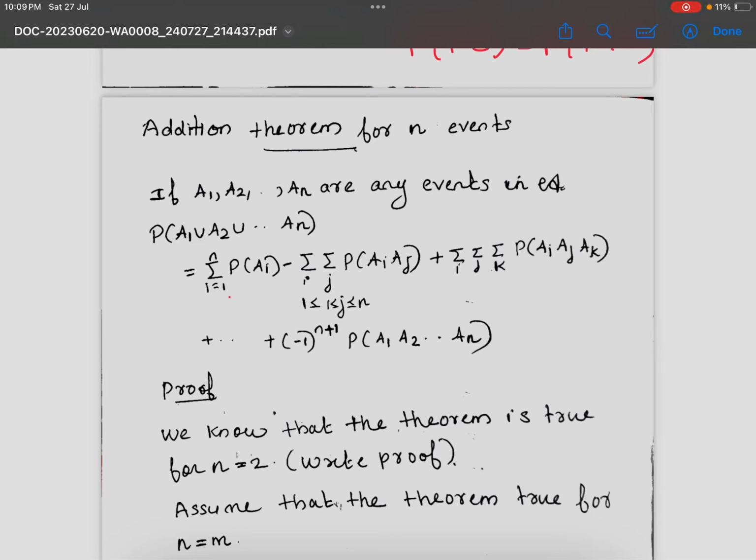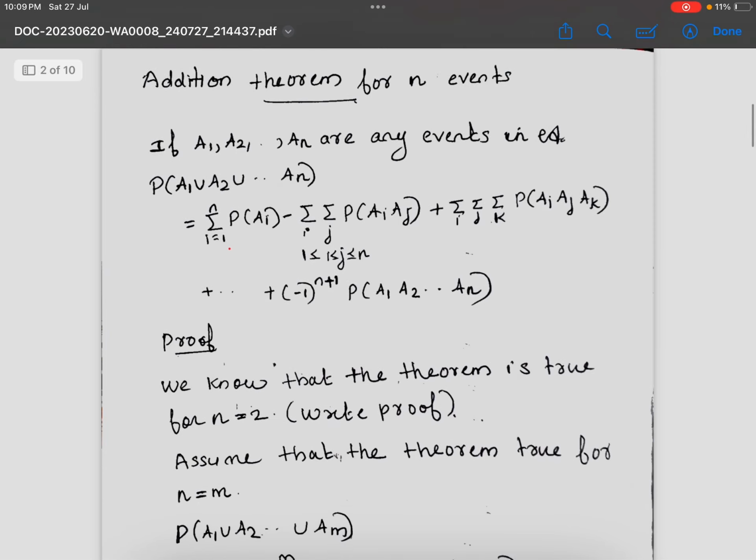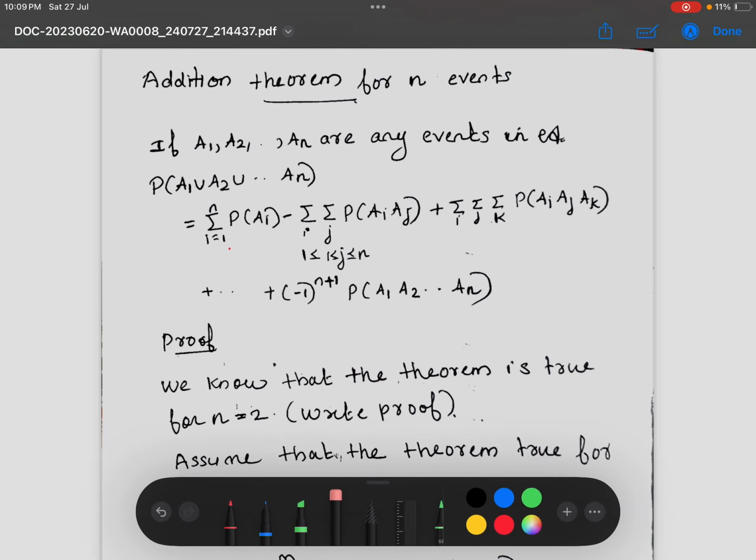Good day all. Today we are discussing the topic addition theorem for n events. If A1, A2, etc., An are n events in script A, then P of A1 union A2 union etc. An is equal to the summation i equals 1 to n of P of Ai, minus the summation over i, j of P of Ai intersection Aj, plus the summation over i, j, k of P of Ai intersection Aj intersection Ak, etc., plus minus 1 raised to n plus 1 P of A1 A2 etc. An.